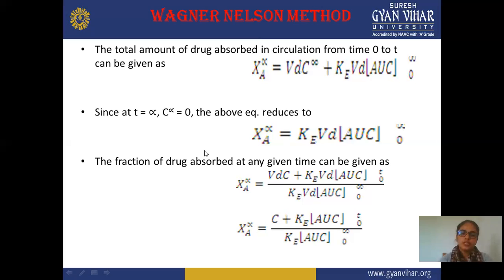The fraction of drug absorbed at a given time, meaning how much drug is absorbed at a particular time, is given by XA over XA infinity equals VD C minus KE VD in bracket AUC divided by KE VD in bracket AUC infinity. After we simplify the previous equation, we get XA over XA infinity equals C plus KE in bracket AUC 0 to t divided by KE AUC 0 to infinity. This is the equation for Wagner-Nelson.